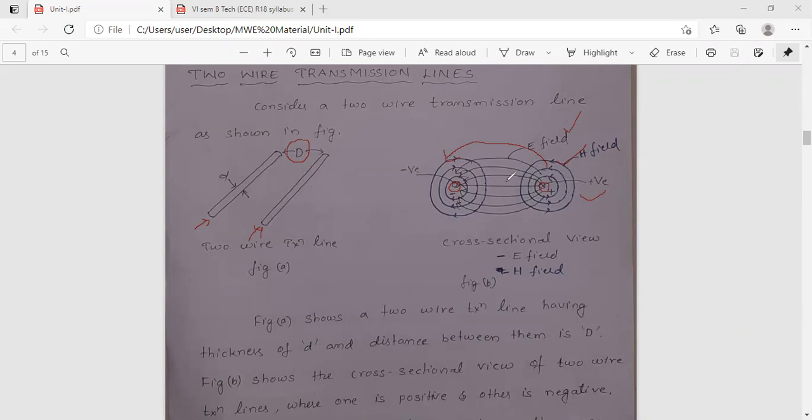You can observe that electric fields are like this and magnetic fields are like this. These two are perpendicular in nature. So this is transverse. We can call it transverse. Transverse means perpendicular.